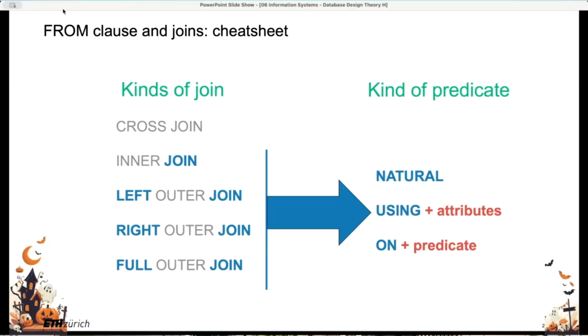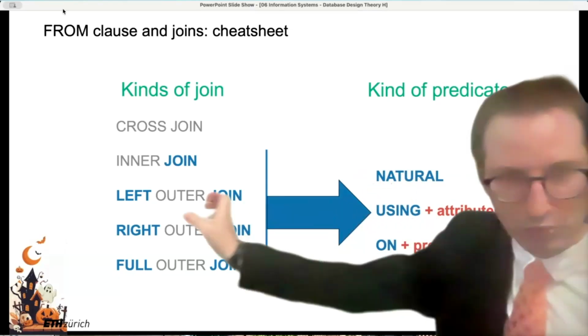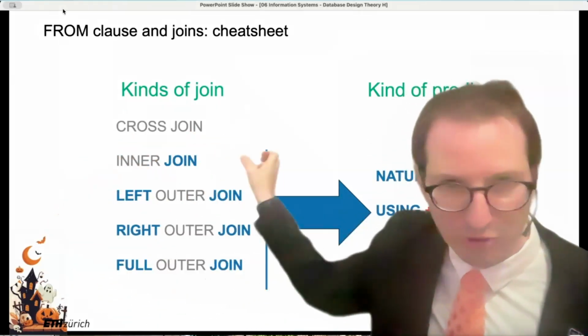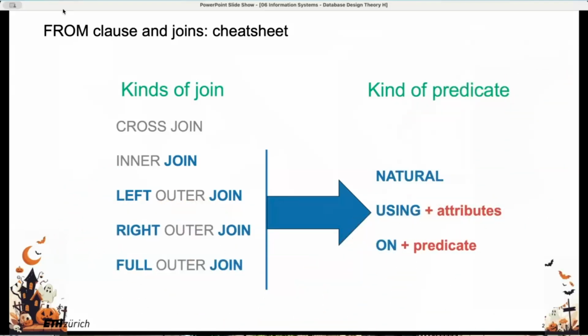Either you make a natural join, or you specify a few attributes that you want to join on, or you specify a more complex predicate that you want to join on, right? So if you want a natural join, you would just put the keyword natural before here. You would say natural join, natural left join, natural right outer join, right? You would just put the natural in front, and it's going to just match the records based on all the columns that are the same in both tables, right?